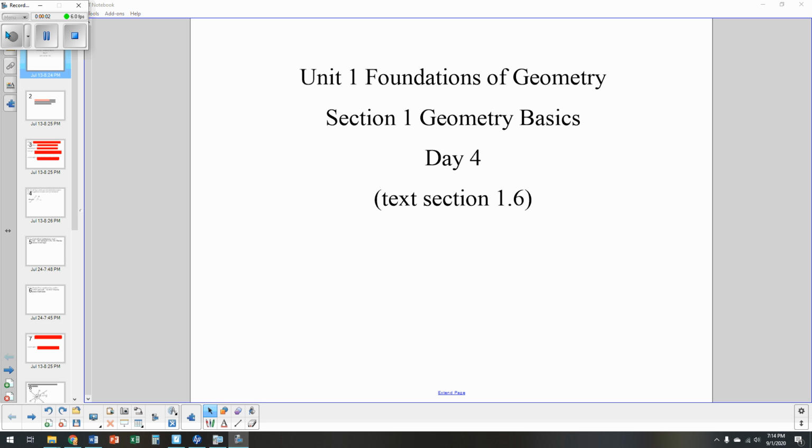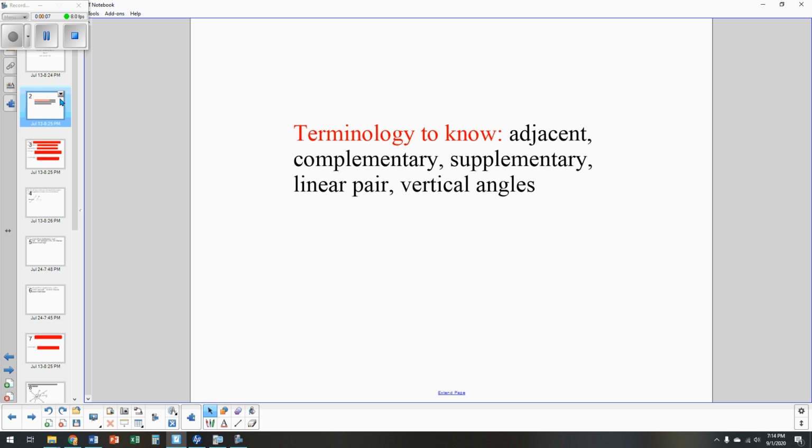This lesson is Section 1 Geometry Basics, Day 4. Some of the terminology we're going to talk about: adjacent, which I think we briefly touched on before, complementary, supplementary, linear pair, and vertical angles.